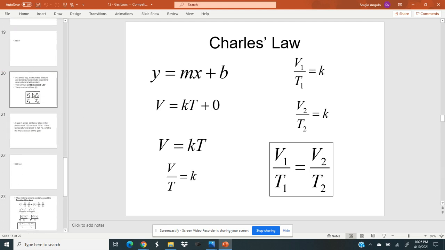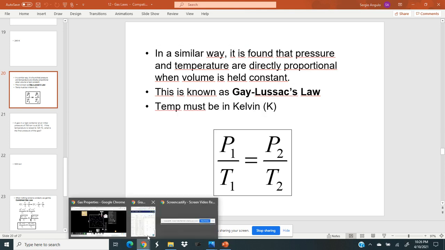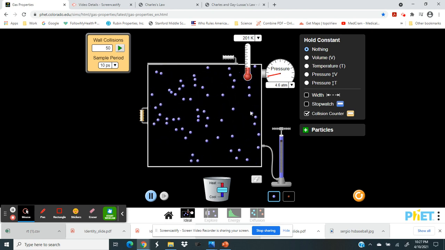The third gas law we're going to talk about is, in a similar way, Gay-Lussac's law. Gay-Lussac's law is when you hold the volume constant, the Kelvin temperature is proportional to the pressure. Once again, this only works if you use this new Kelvin temperature scale that we've been using. And I can go ahead and show that again here. This one I can show on this.